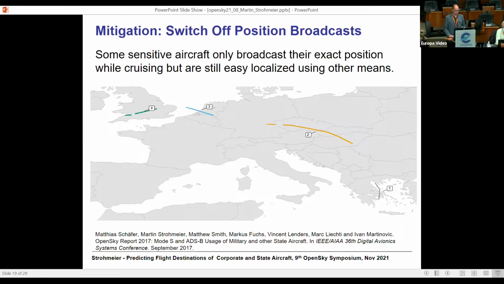What can you do about this is certainly in some cases an interesting question. We've seen military aircraft, government aircraft sometimes switch off their transponders. This is a standard operating procedure for many of them. They use it where it's needed during cruise, but then at least ADS-B is being switched off during start and landing. That can help a bit. However, if you use multilateration or other means of information, if you have access to that, it is actually not that effective.